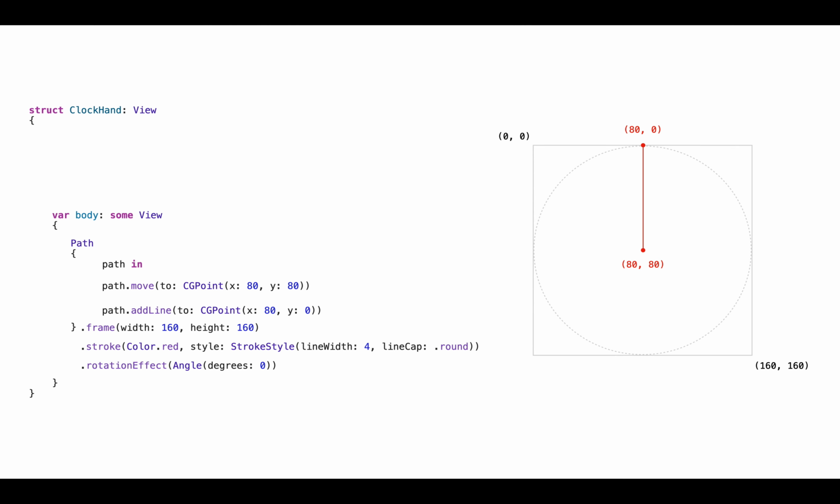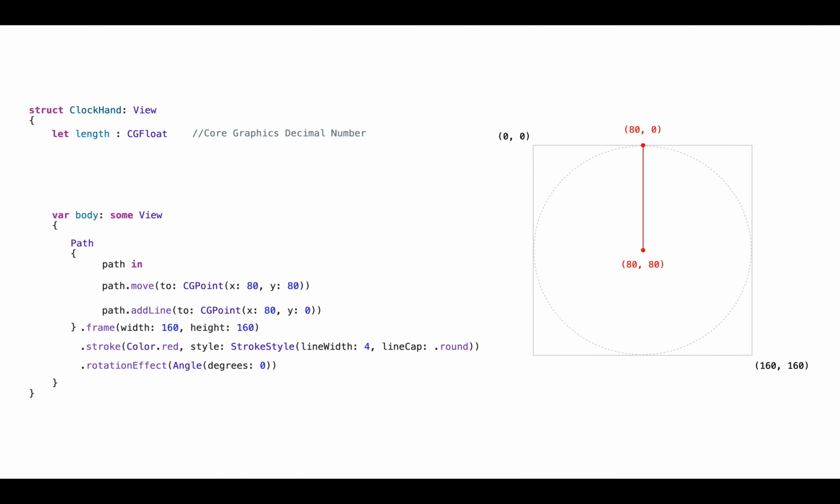But we want to be able to call upon this clock hand anytime that we want and give it its own unique properties. So in the ClockHand struct, we're going to give it a new property called length. So how long the line will be. It's going to be a CGFloat, which again is Core Graphics. And the best way to describe a float is a decimal number.